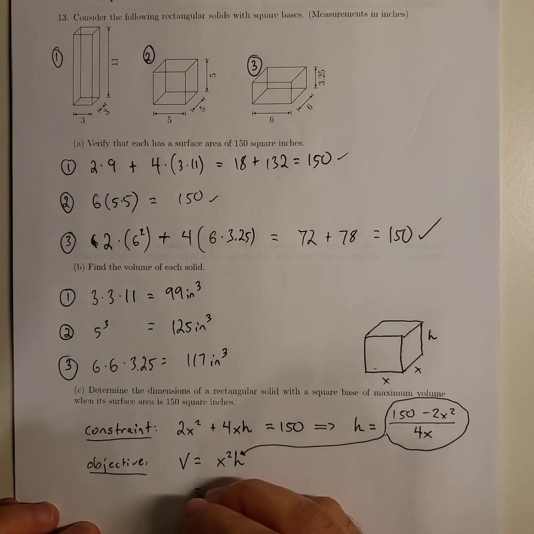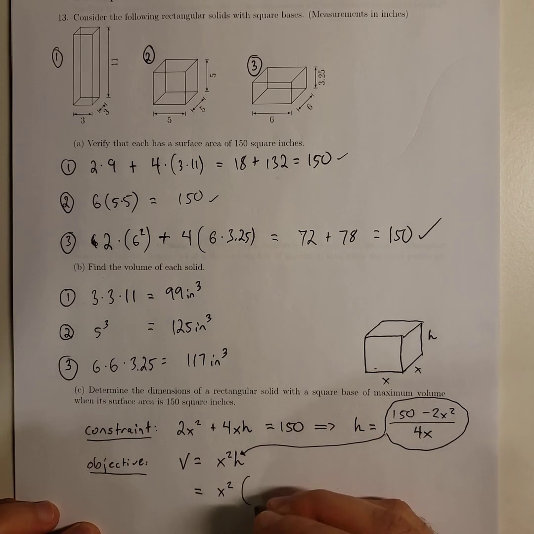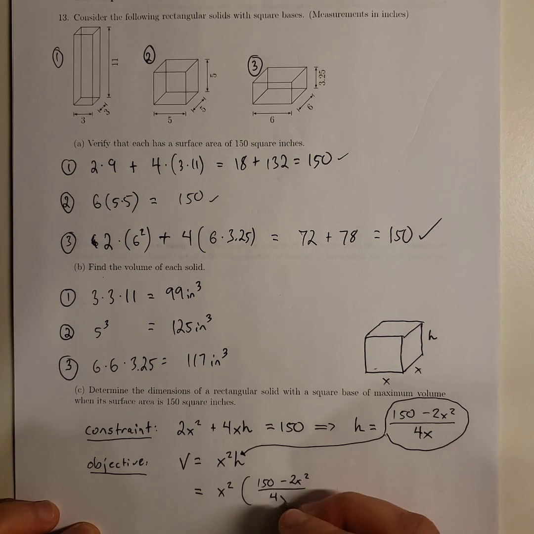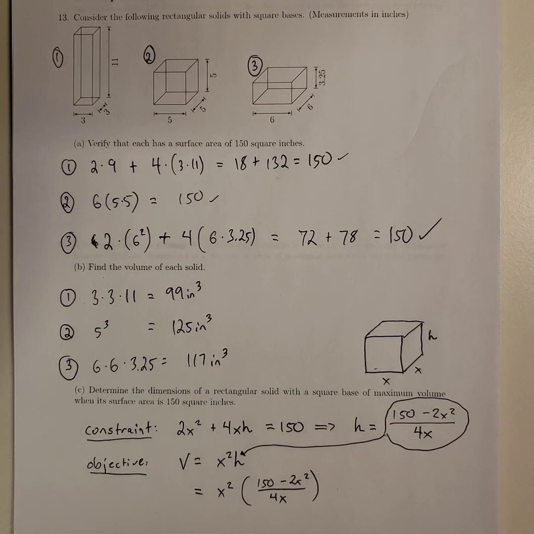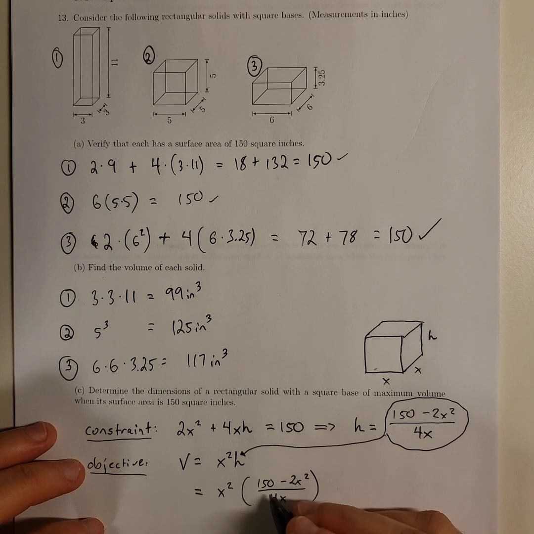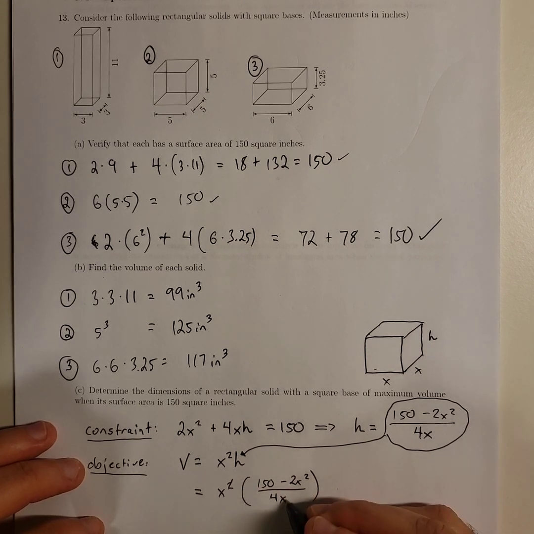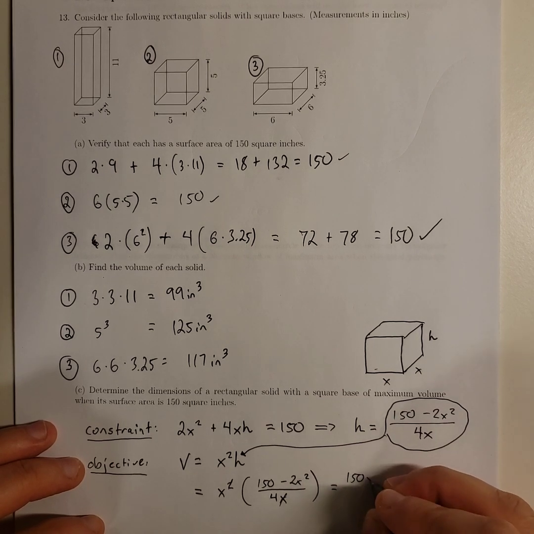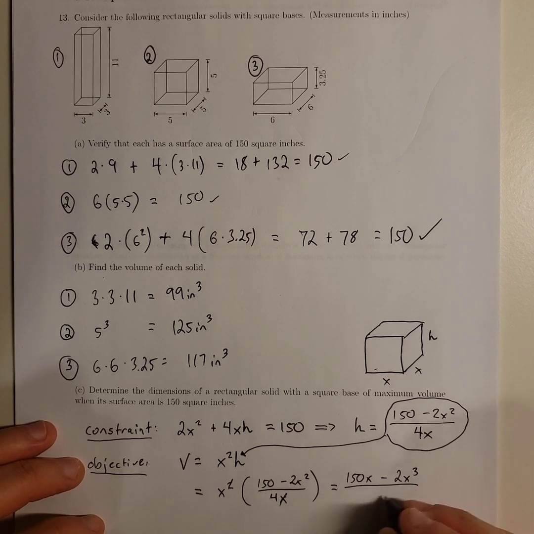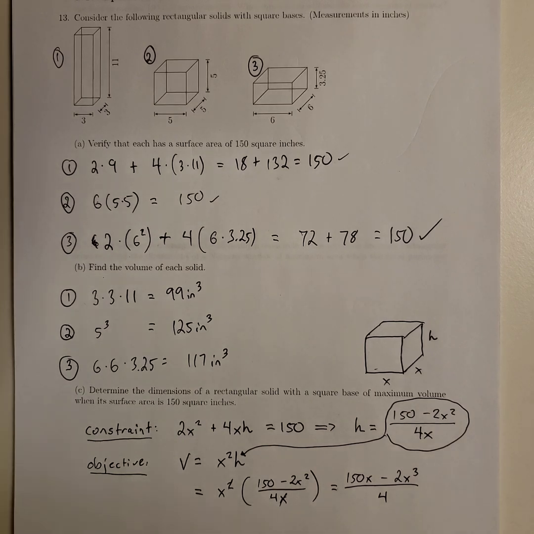So now our volume looks like x squared times 150 minus 2x squared over 4x. Now we want to simplify here. First, let's multiply by the x squared first. So just distribute it through. We can cancel 1 with this x, so just multiply an x to the top. So you have 150x minus 2x cubed all over 4. And we'll simplify even further to make things a little bit nicer. Divide everything by the 4.